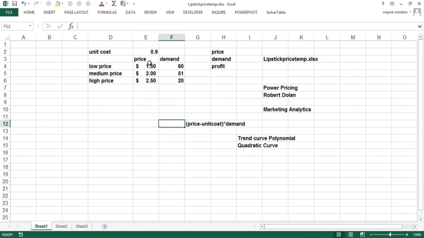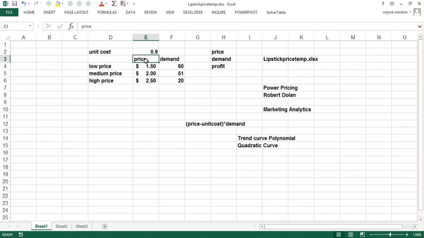So let's assume the lowest price you might charge for the lipstick is $1.50, the highest price $2.50, and then right in the middle is $2. Your sales force thinks you'll sell 60 tubes of lipstick if you charge the lowest price, 20 if you charge the highest, 51 if you charge the medium price.